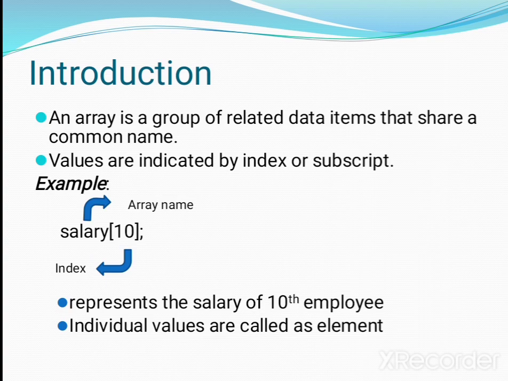Introduction. An array is a group of contiguous or related data items that share a common name. Values are indicated by index or subscript. In the example, salary is the array name, 10 is the index or subscript. Individual values are called elements.